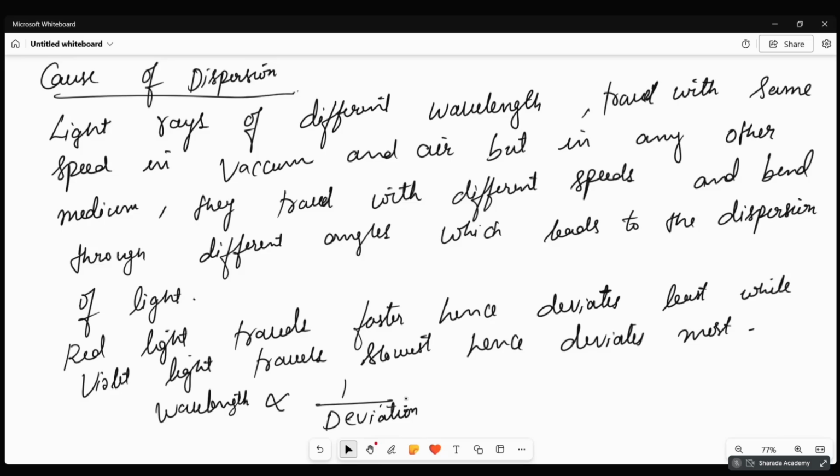So in violet, what happens? Wavelength is less and it travels slower. So the change in velocity is more. So deviation will be more. That is, bending will be more. Okay. There also we can connect. If you are very clear about the concepts, you can clearly connect one thing to the other.